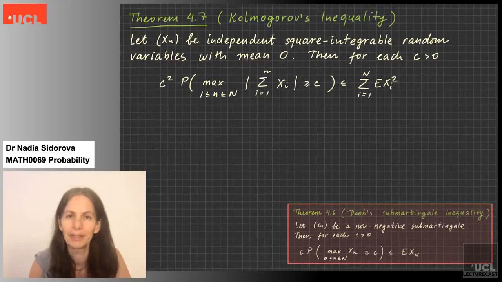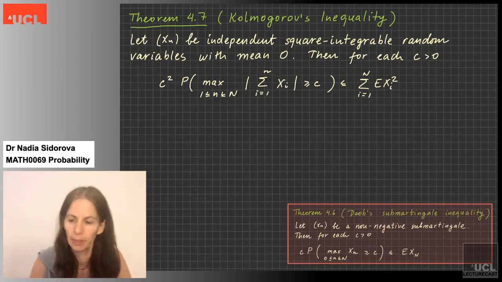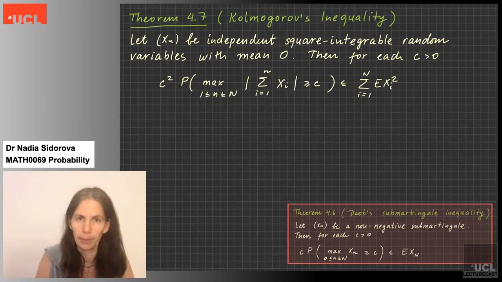Hi, in this video we will prove Kolmogorov's inequality, which will be a simple consequence of Doob's submartingale inequality, which we proved in the previous video. So let's see what it is about.